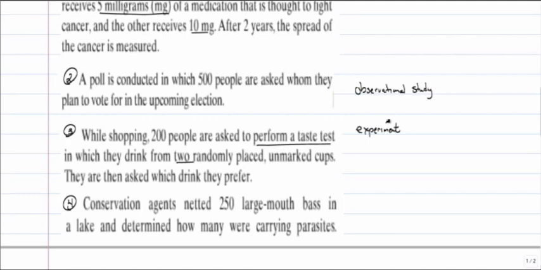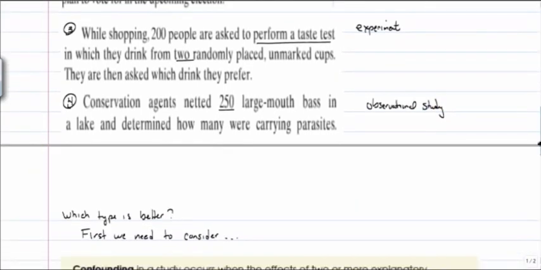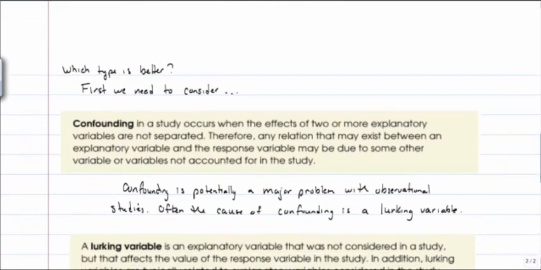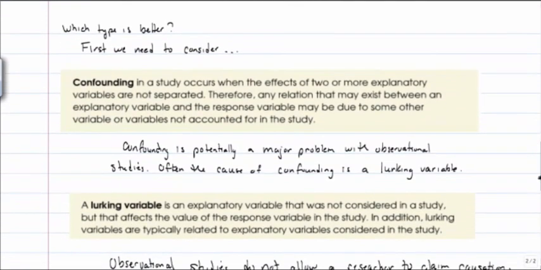All right, number 4. Conservation agents netted 250 largemouth bass in a lake and determined how many were carrying parasites. This again is an observational study. They did not do anything to influence the amount of parasites that were present. Well, which is better? First we need to consider a few things about an observational study.